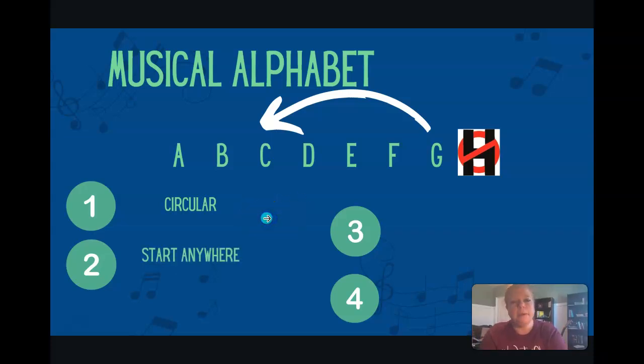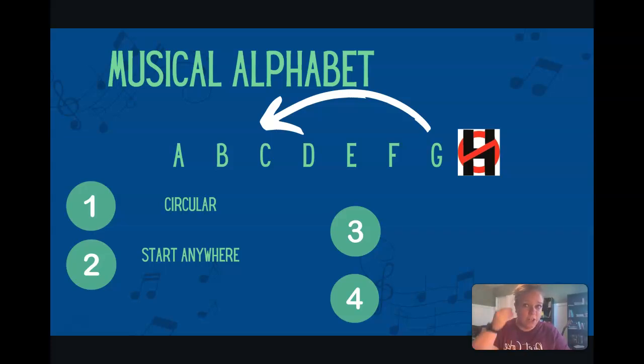All right. The next thing about the musical alphabet that you need to understand is that A is not the beginning. There is no beginning to the musical alphabet. As long as you go through all the letters of the musical alphabet, you can start anywhere. So if I start on D, I can go D, E, F, G, A, B, C, D. When I do that, I have used the musical alphabet correctly. So you need to practice saying the order of the musical alphabet starting on every letter. That way, it's really fast.